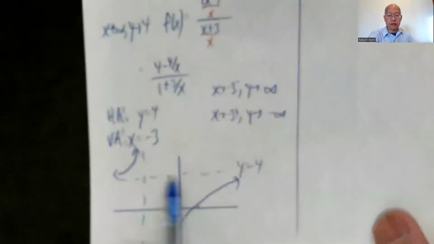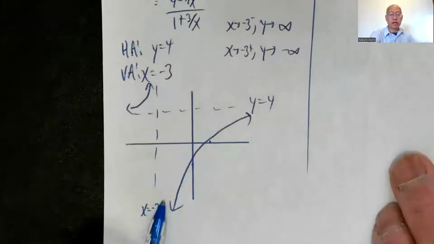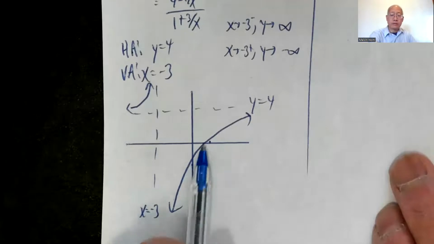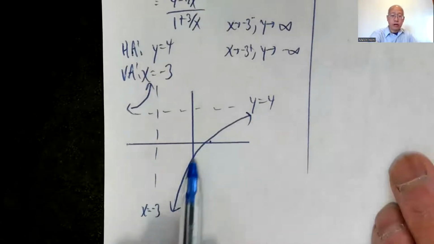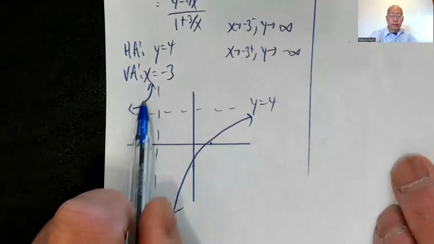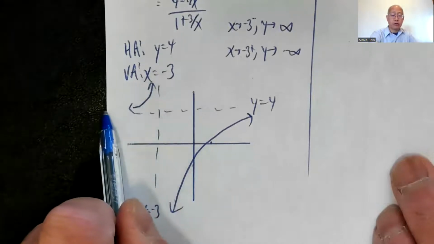So here's my graph. Asymptote y equals 4. Asymptote x equals negative 3. Intercept, shoots toward y equals 4. Shoots down to negative infinity. Shoots up to positive infinity. And goes toward y equals 4.